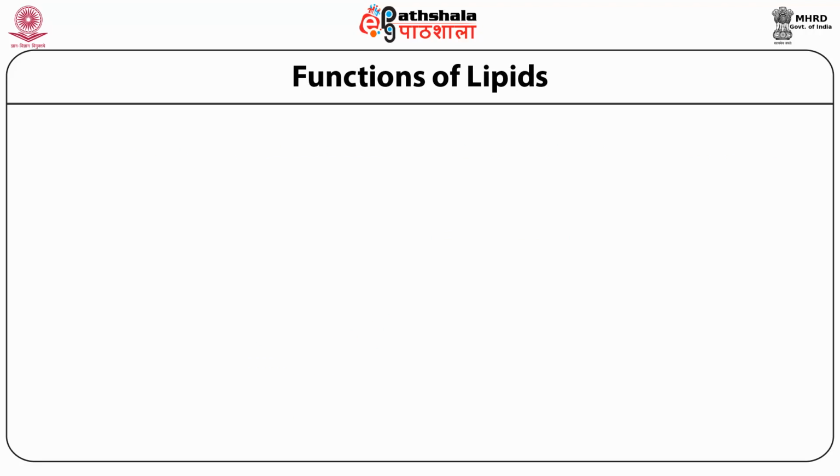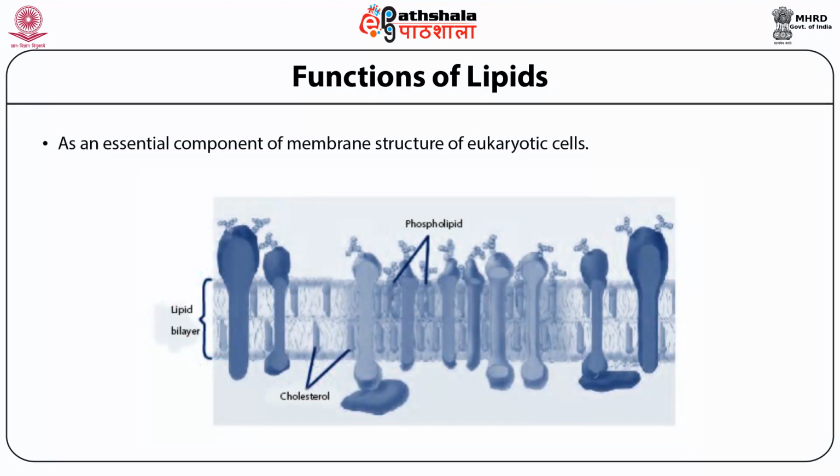Lipids are also an essential component of the membrane structure of eukaryotic cells, prokaryotic cells, as well as some of the archaeal membranes. Lipids exist in the membrane as a bilayer, and in this bilayer phospholipids and cholesterol are embedded. This lipid gives a unique feature to the membrane of the cell.